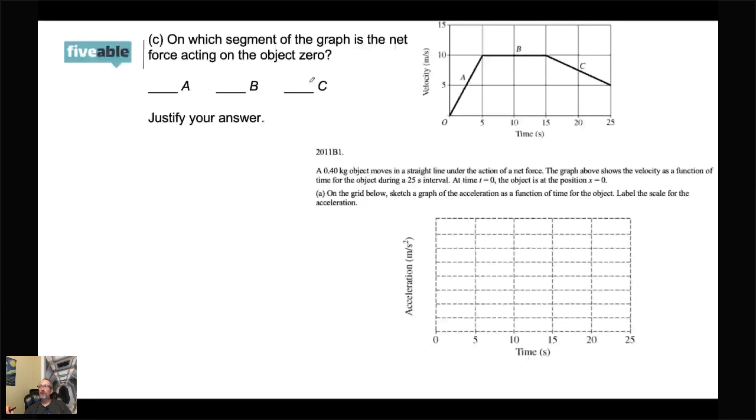So we're looking for the net force. We want it to be 0. Yeah, so lots of B's. That would be the correct answer. Now we've got to justify our answer. So this is our answer.